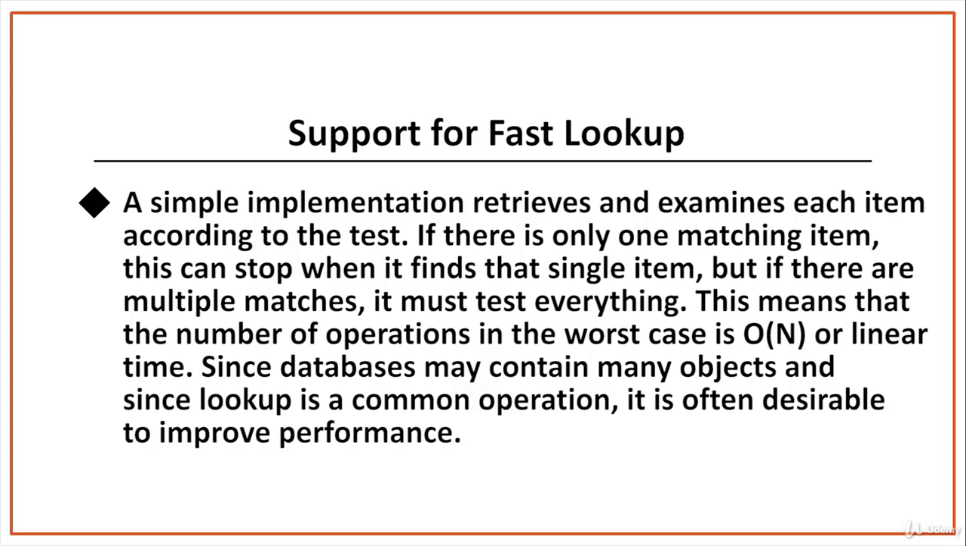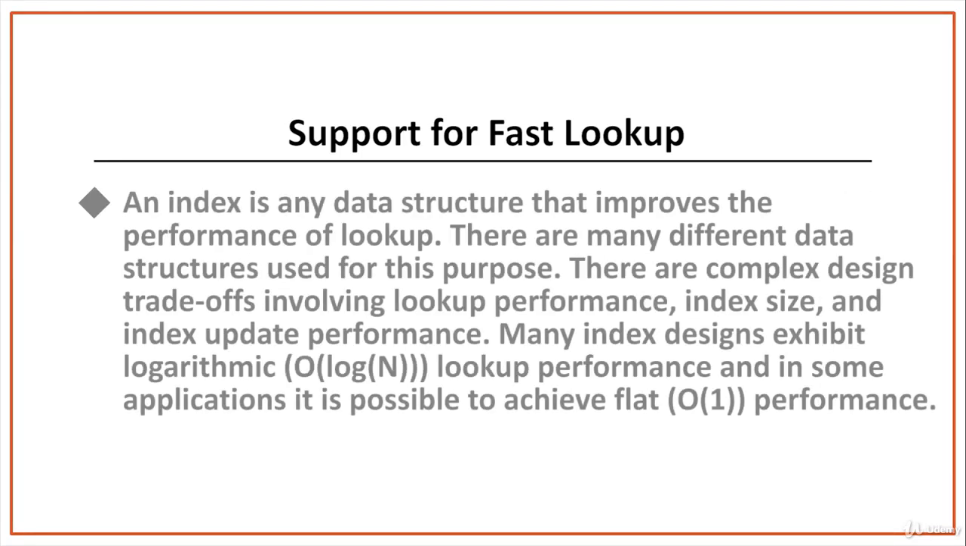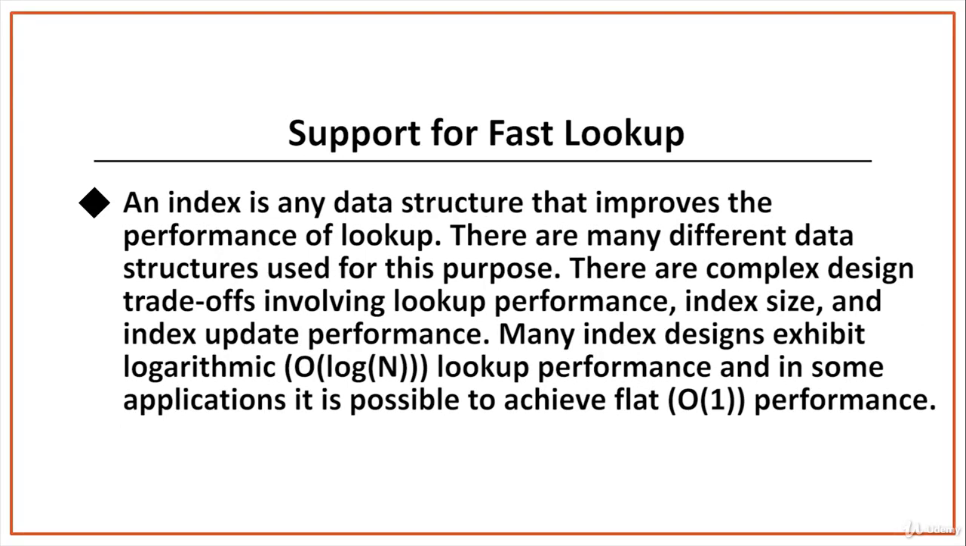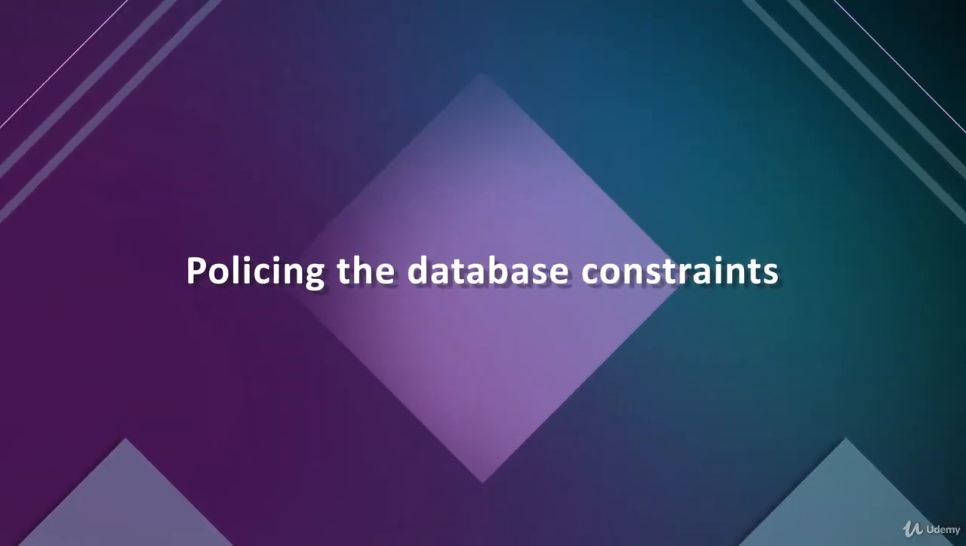Since databases may contain many objects, and since lookup is a common operation, it is often desirable to improve performance. An index is any data structure that improves the performance of lookup. There are many different data structures used for this purpose. There are complex design trade-offs involving lookup performance, index size, and index update performance. Many index designs exhibit logarithmic O(log n) lookup performance, and in some applications, it is possible to achieve flat O(1) performance. Now let's talk about policing the database constraints.